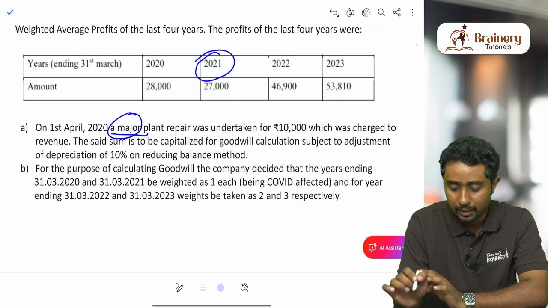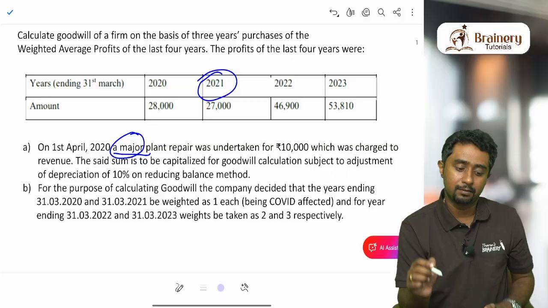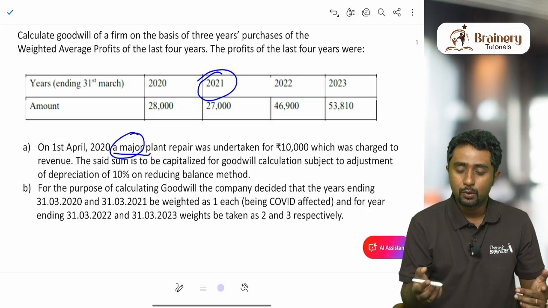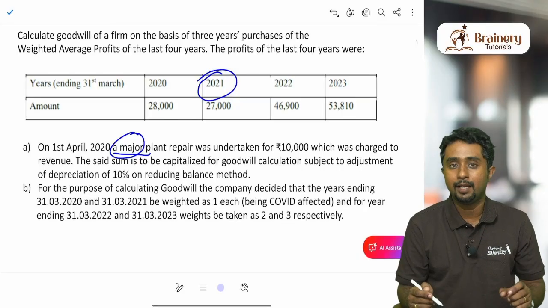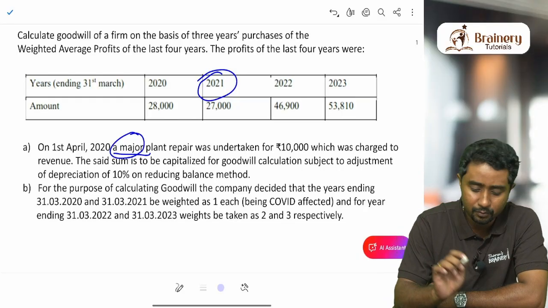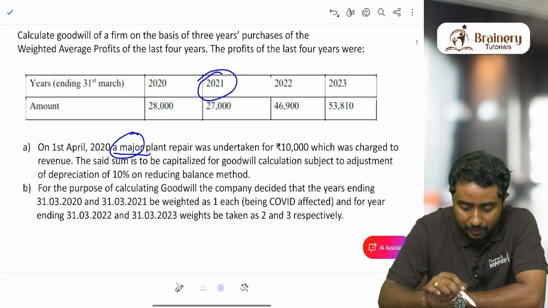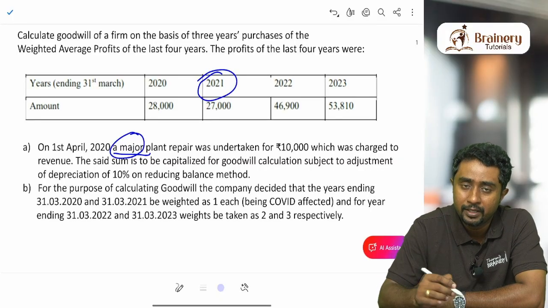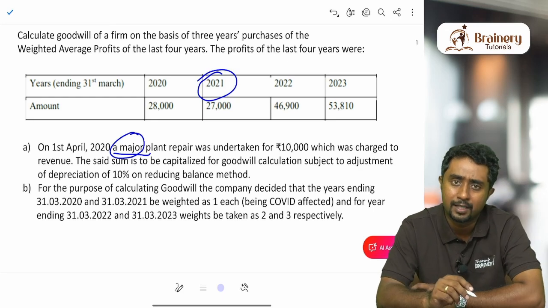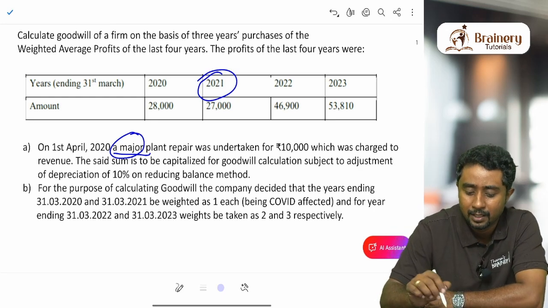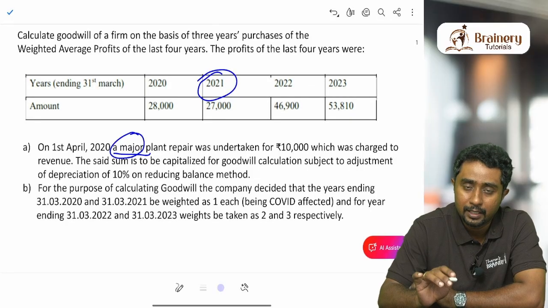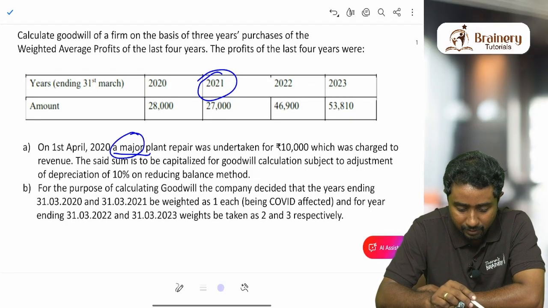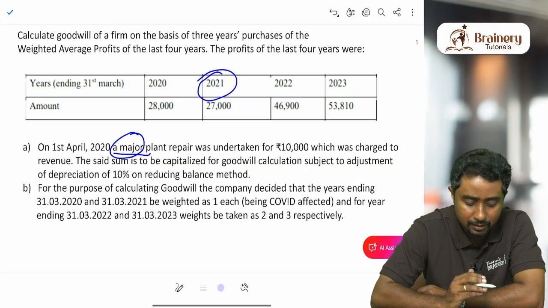Okay, that is one thing. Why do we have to reverse it? Because to calculate goodwill under any of the methods, we need the proper profit. That means if we made a mistake and the profit went wrong, that is not a correct profit. So we need the actual profit, which can also be called the normal profit, for calculating goodwill. That is the purpose for which we need to reverse this amount. Now, coming to depreciation, we will come to that soon. Now I will take you to the second adjustment.